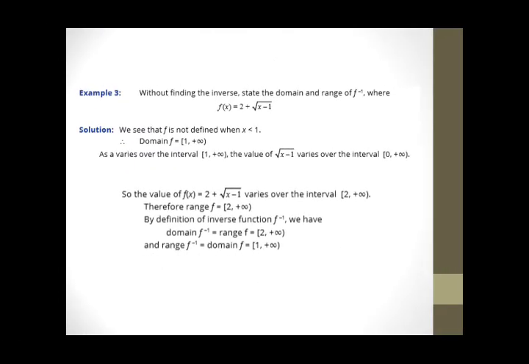Okay students, try to solve these examples, and if possible do any question of the exercise.